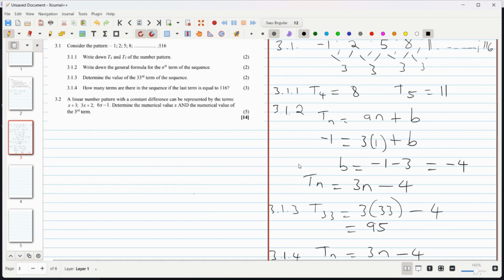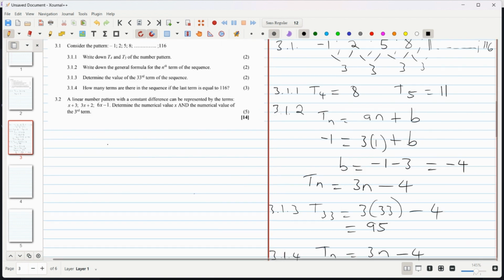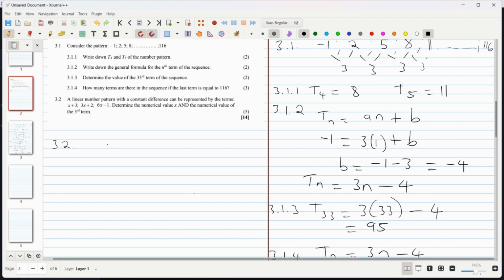Okay, so moving forward on to the next question, 3.2. I'll continue on this side for 3.2. We are given a linear number pattern with a constant difference that can be expressed as x plus 3, 3x plus 2, 6x minus 1. So this is the first term, this is the second term, this is the third term.